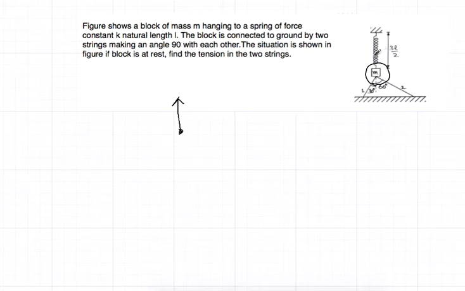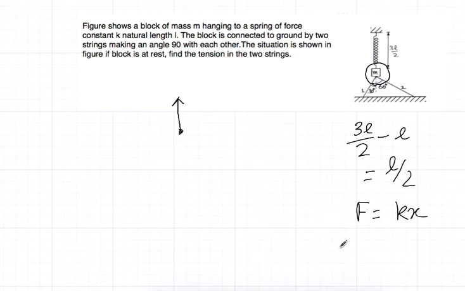Why is the spring giving force? Because it's elongated, right? The spring is elongated. How much is it elongated? The original length is L and the elongated length is 3L by 2. So the elongation is how much? 3L by 2 minus L, that is L by 2. So we know that force equals Kx, right? Elastic force. So the force in this particular case will be K into L by 2, where the force constant is K.